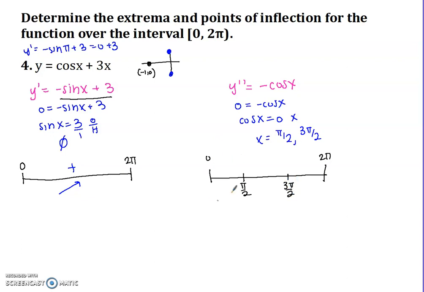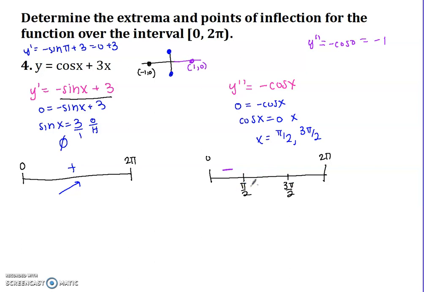So for this one, I need to plug in something less than pi over 2. I'm just going to use 0, which is fine. As long as you didn't get it as one of your answers here, you can use this number. So if I plug in 0 to the second derivative, that would be negative cosine of 0. Well, 0 is over here. Cosine goes with x, which is 1. So that's going to give me negative 1. So that's going to be a negative value here.